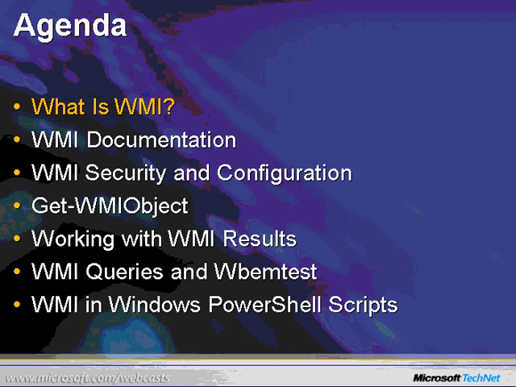Then we'll talk about WMI's security and configuration so that you know where that is. And then we'll look at PowerShell's Get-WmiObject commandlet, which is the core way that PowerShell works with WMI. Once PowerShell gets something from WMI, what you've got are results, and I'll show you how to work with those. And I will show you how to write simple WMI queries and use the Windows Management Instrumentation testing tool, which is actually included in Windows. And finally, we will look at a Windows PowerShell script, a very short one, that uses WMI.